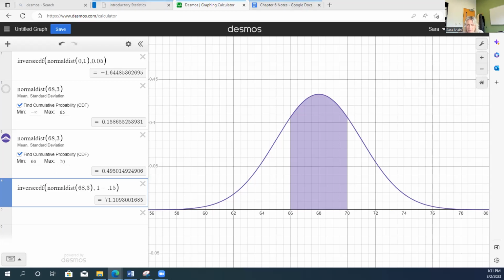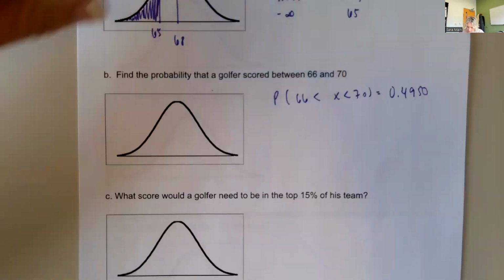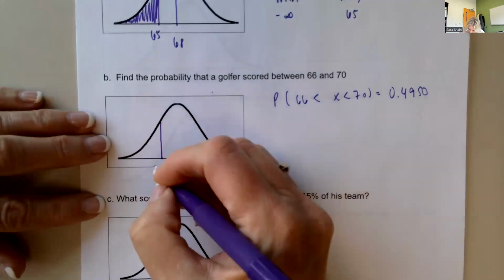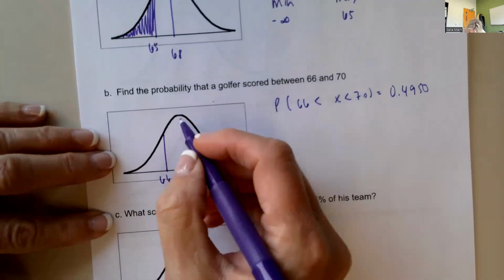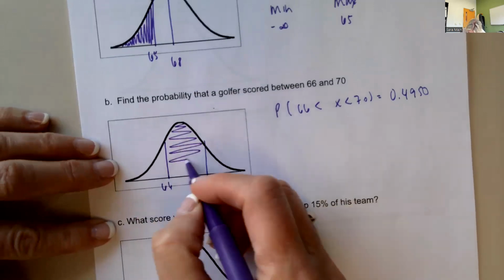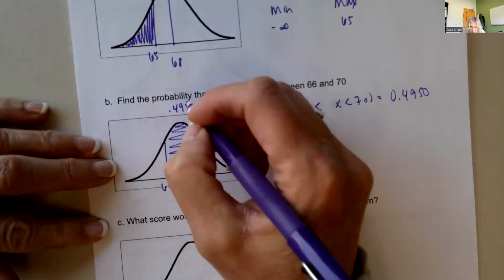And you can see my paper for that. That's 66 and 70. And that's about 0.4950.